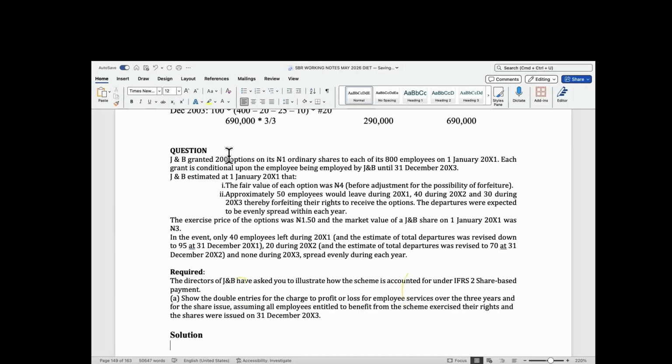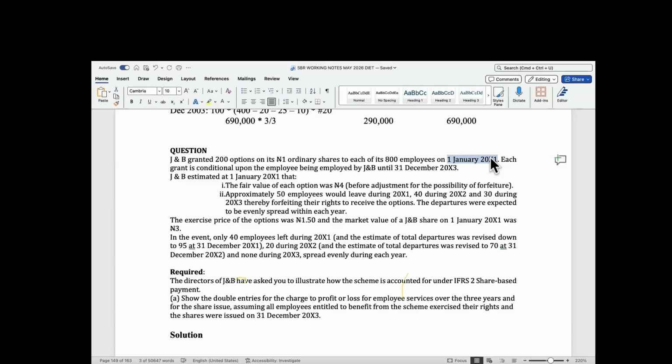So first, we are giving 200 options. This is the nominal value of the shares. We have 800 employees. We are giving them these options on this date. That means this date is the grant date. Each grant is conditional upon the employees being employed by J&B until 31st December 2003. So that's for how many years? That's 3 years, 1, 2, 3. So 31st December 2003 therefore becomes the vesting date.